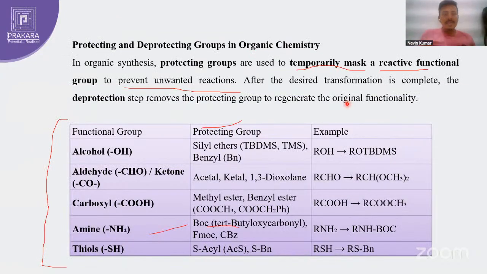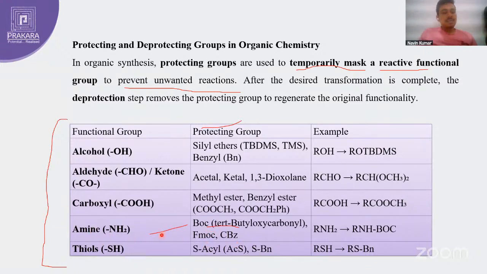So in these kinds of questions, you need to remember which functional group is protected by which protecting group. So here you can see a list of protecting groups. For example, for alcohol, we use silyl ether or benzyl. For aldehyde or ketone, we use the acetal or ketal form. For the carboxylic group, we generally convert it into an ester. For amines, we use BOC, and for thiol, we use the SSI.